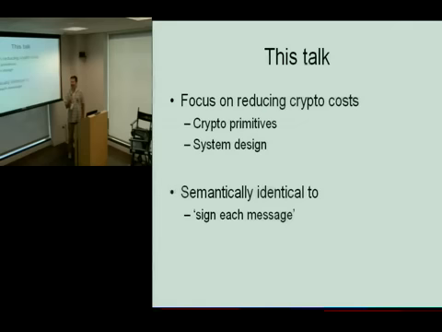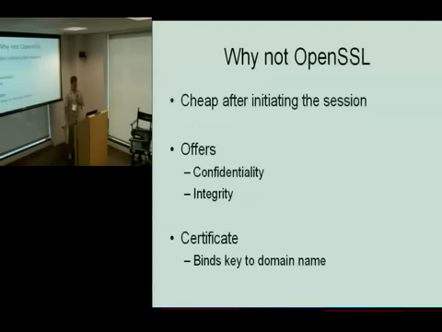So in this talk, I'm going to focus on reducing the crypto costs by both appropriate choice of cryptographic primitives and also aspects of the system design. And the goal is to create a primitive that's semantically identical to signing each message one at a time individually. I don't want to add any new interesting semantics by design.